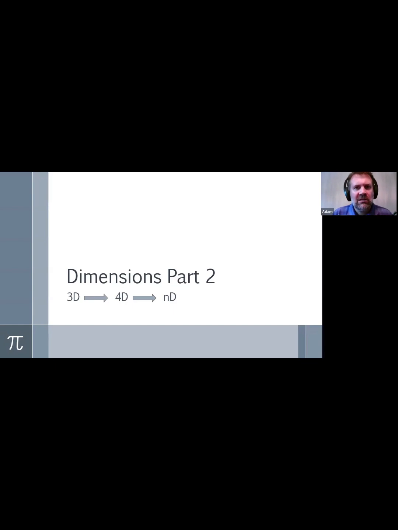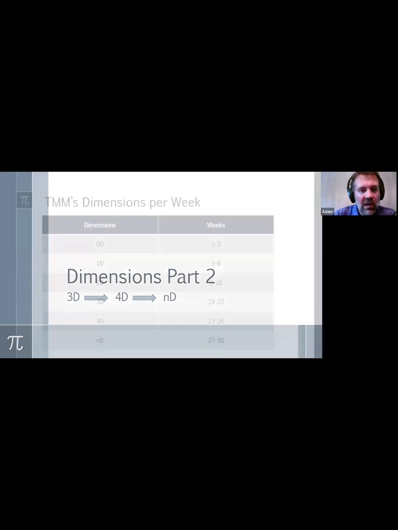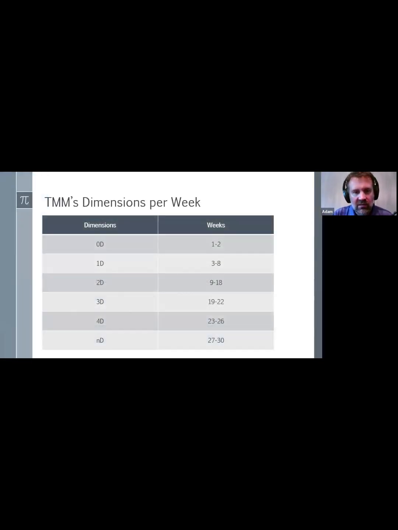Last week I just did 0D, 1D, and 2D, but now I'm going to do 3D, 4D, and ND, and take a look at the weeks that cover these dimensions. So without further ado, we'll go into the second part of the dimensions. Again, it's just a reminder of the various weeks that cover the various dimensions, and today's lecture is going to look at these last three, covering weeks 19 through 30.